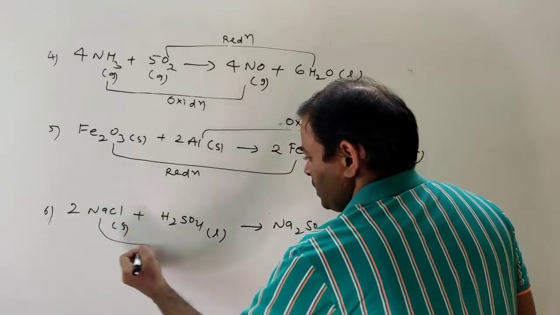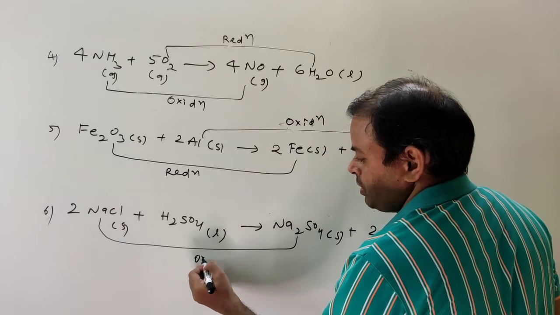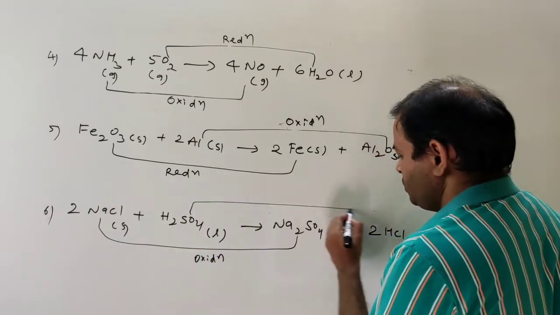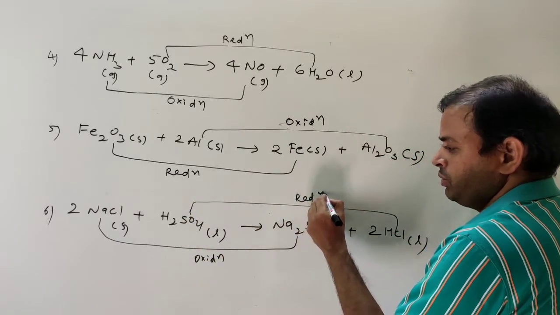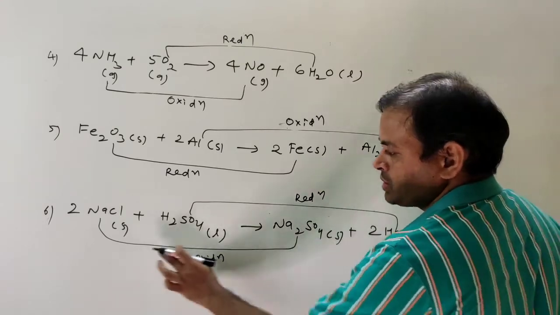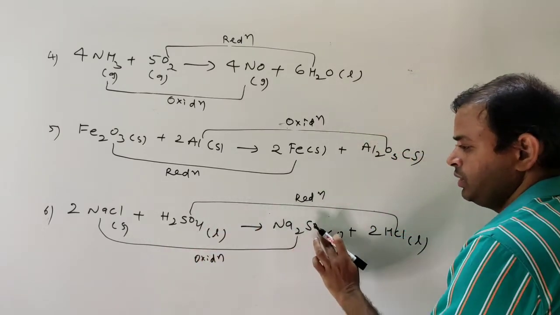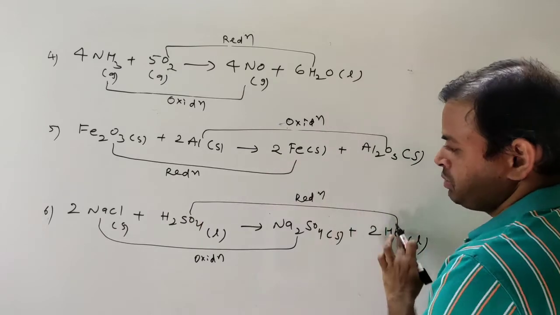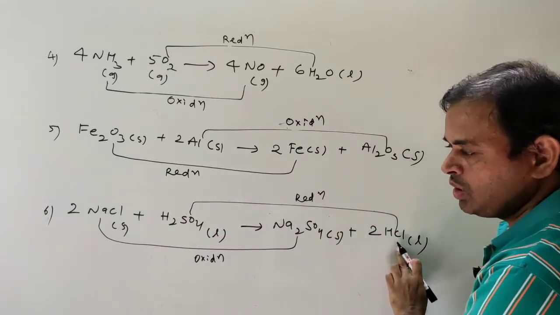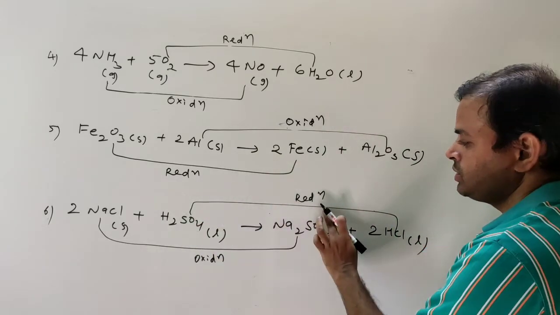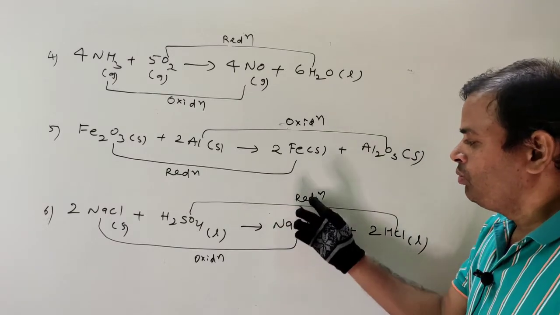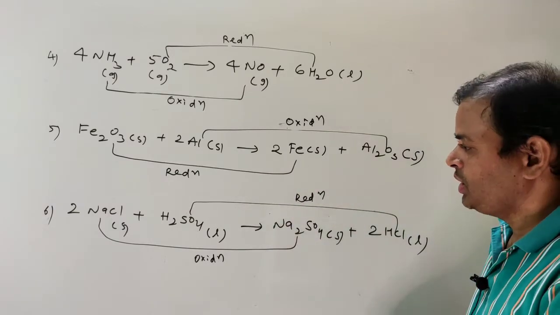NaCl to Na2SO4. This is oxidation, and this is reduction. Addition of oxygen takes place, that's why oxidation. Here removal of oxygen takes place; here no oxygen, here oxygens are there, that's why it is reduction. Both are there, that's why it is a redox reaction.